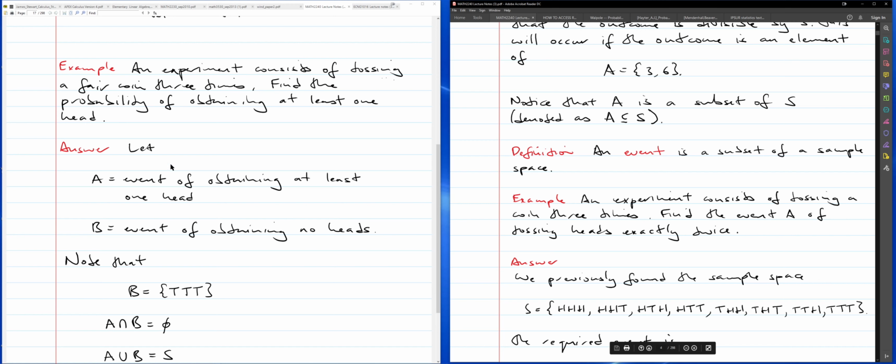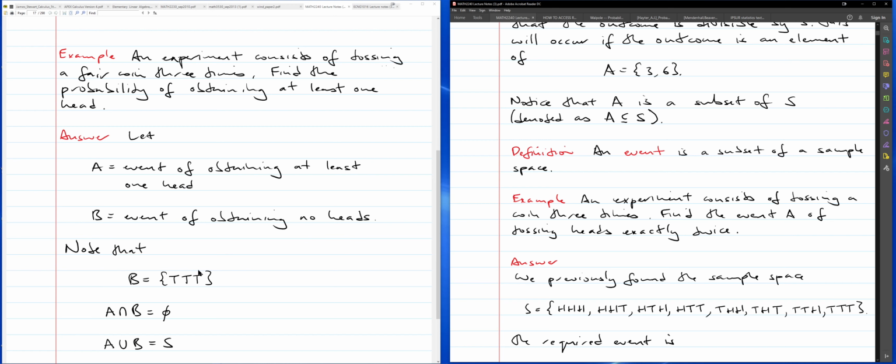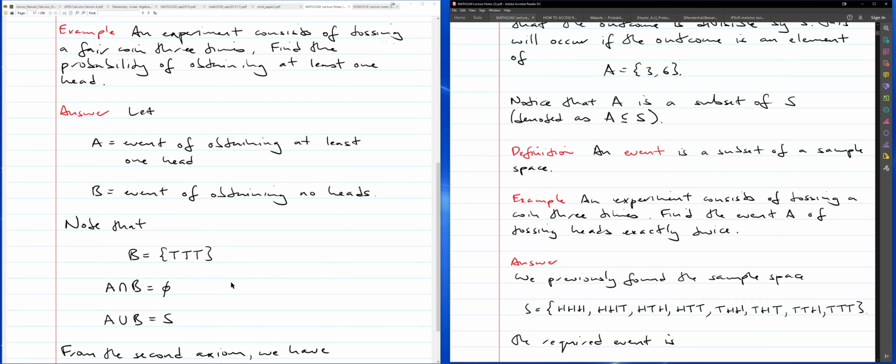So probably the more efficient way to do this problem, right, is to consider the complement, right? So what's the complement of obtaining at least one head, right? Well, the complement of obtaining at least one head is the event of obtaining no head, right? Okay, and notice the event of obtaining no head is easy to specify what that event is, right? The event of obtaining no heads means that you just have three tails, right? Okay, right, so B is the complement of A.